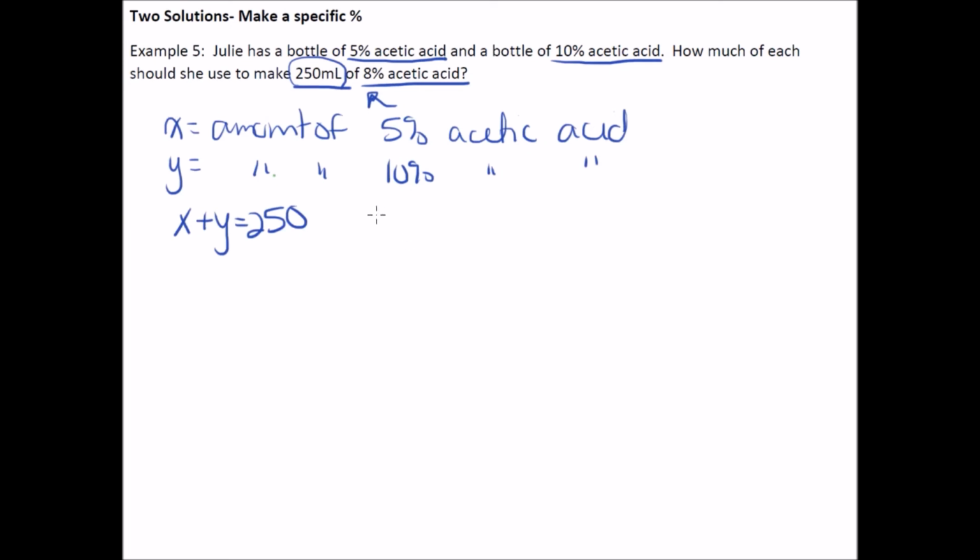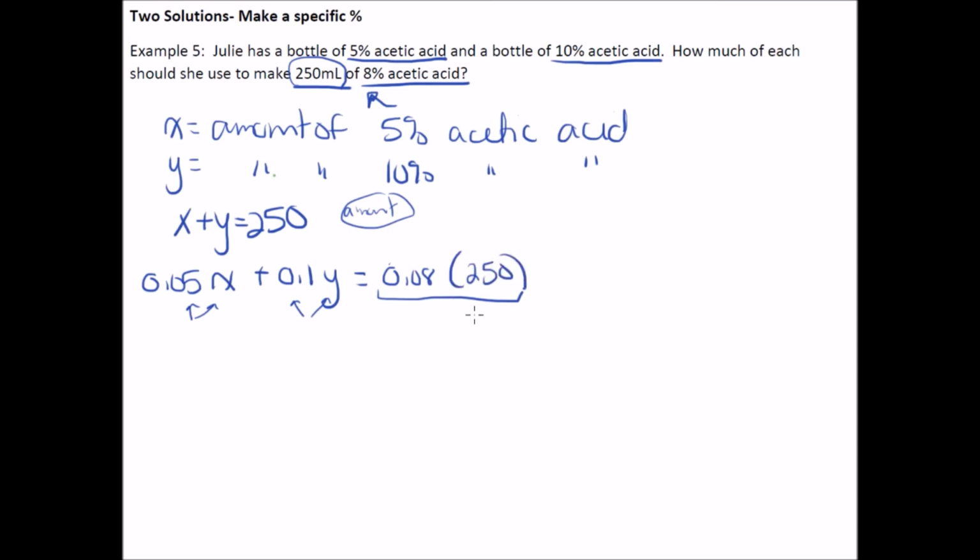Okay, now the second equation is a little bit different. So this is based on amount. The second equation is going to be based on the percentage. So of course, X is going to have 5%, and then Y is 10%. But here's the difference. For this solution, we have 8%, but each of these is like 5% times the amount, 10% times the amount. For this solution here, the equals, we have to have 8% times the amount, which we know, which is 250. This is where this differs.